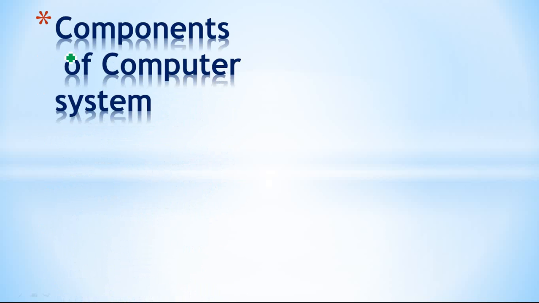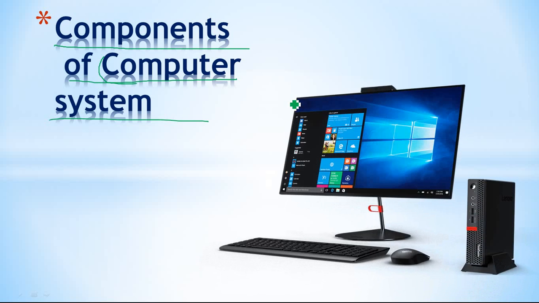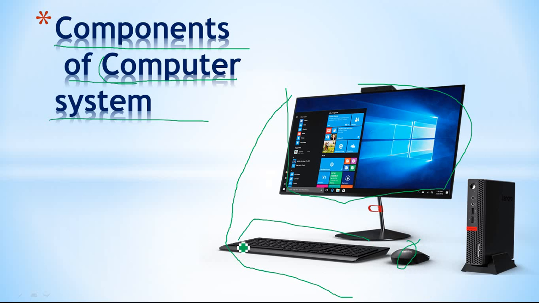Today we are going to discuss a new chapter, which is components of the computer system. So children, do you know what components are? Components mean the parts of the computer. Okay? Now this is the picture of a desktop computer. This is the monitor, this is the mouse, this is the keyboard, and this is the projector.